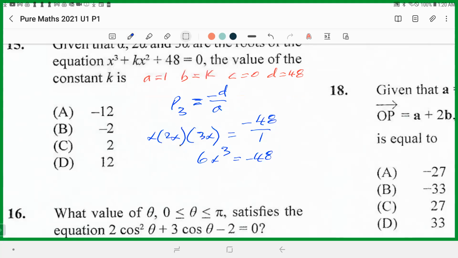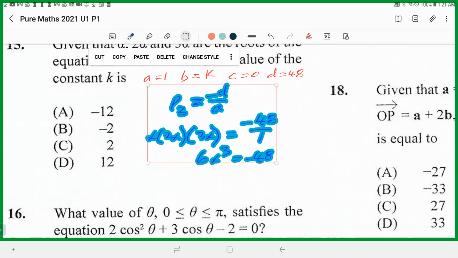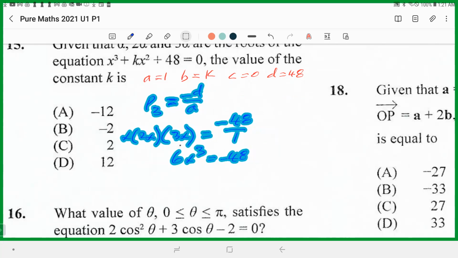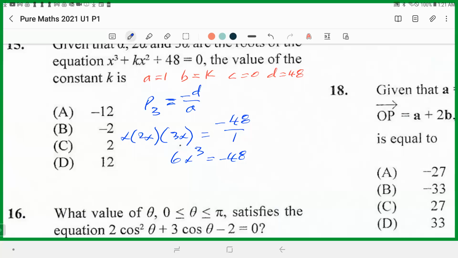Doing too much work on this question. Too much work, Mr. Shaw. No problem. Somebody is going to read it and see the solution, so it can be worked out. From this, you're going to get alpha equal to negative 2. You divide by the 6, and you get the cube root of negative 8. So alpha equals the cube root of negative 8, which is negative 2.